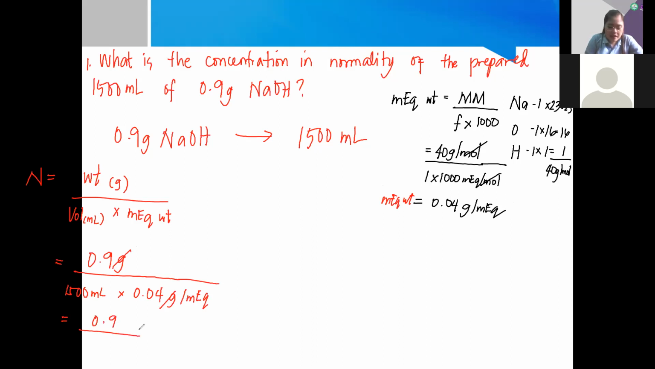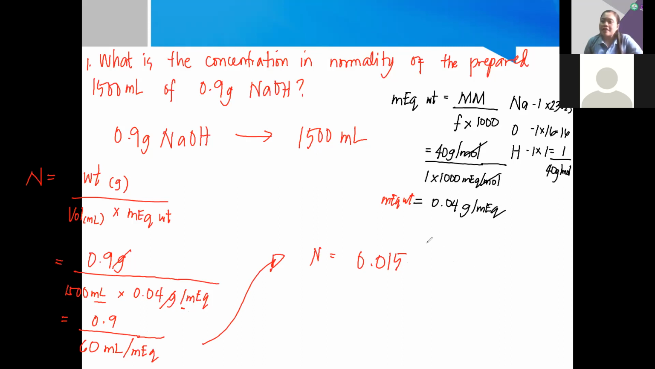Okay? So we can cancel actually the grams and take note, maiiwan na unit. This is 0.9. Step by step natin. 1,500 times 0.04 is 60. Ang naiwan na unit? ml. And then this is per MEQ. Okay? Yan yung naiwan na unit. And then let's continue here. 0.9 divided by 60. This is 0.015, or you can round this off to 2 decimal places.